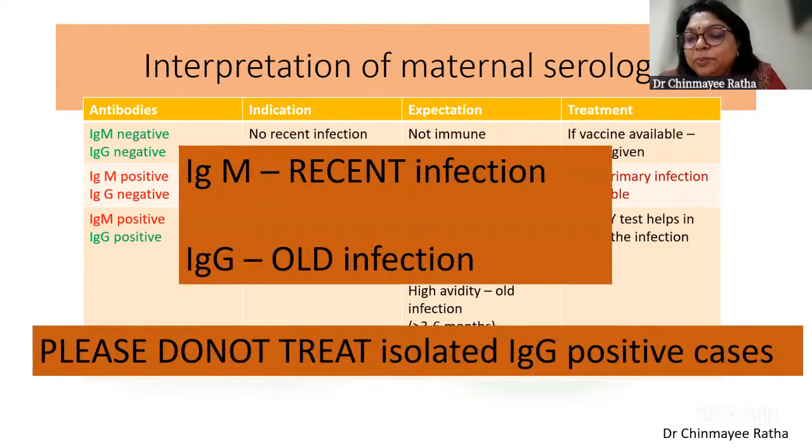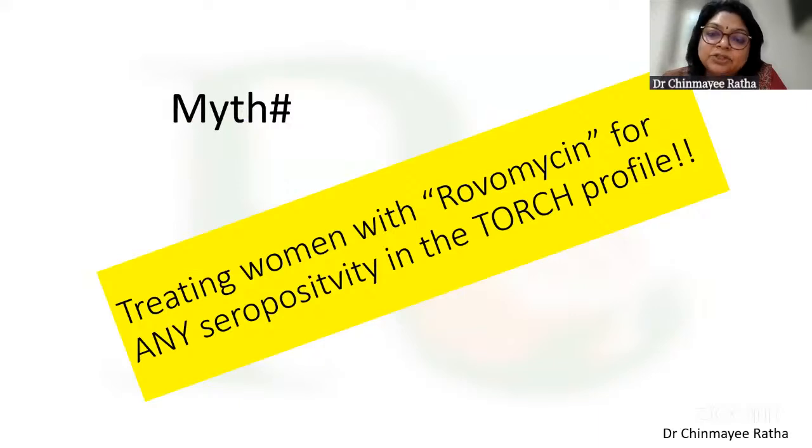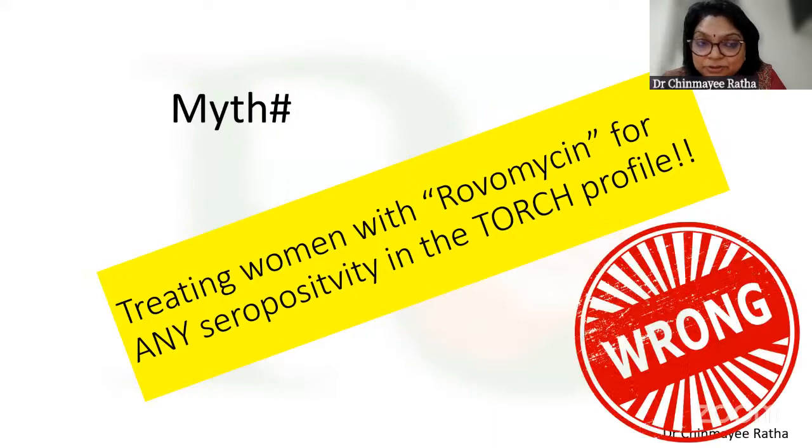So please don't treat rubella IgG positive cases. The drug which is commonly advised to everyone is called rovomycin. And we see rovomycin being advised right, left, and center, even to non-pregnant women, even for rubella IgG, and I think it's completely unnecessary. The only role for rovomycin, which is actually spiramycin, is in preventing mother-to-child transmission in a case of toxoplasma, not other infections, only in a case of toxoplasma. So please don't keep treating IgG positive cases. Anybody with seropositivity in the TORCH profile is given rovomycin. That is completely wrong, and that should not be done.